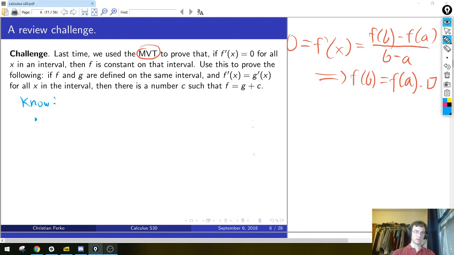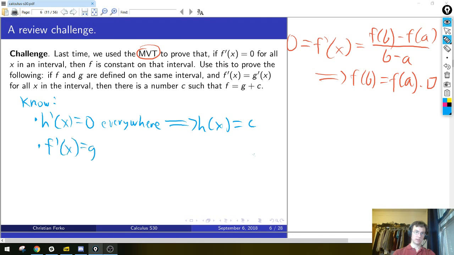So we know if a function, I don't want to use f twice, so from last time, we know if a function h always has zero derivative, then h is constant, which means h of x equals some number c. That's what we know from last time. And we also know that these two functions, f and g, have the property that f prime of x equals g prime of x everywhere. And so this is what we know. What we want is that f of x equals g of x plus c.